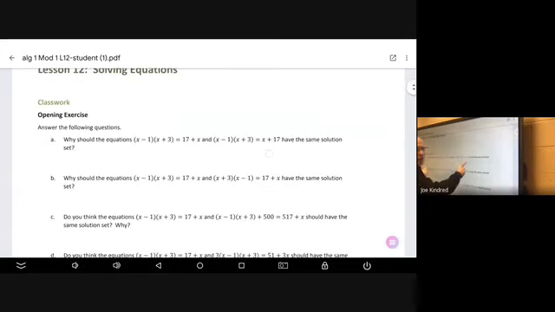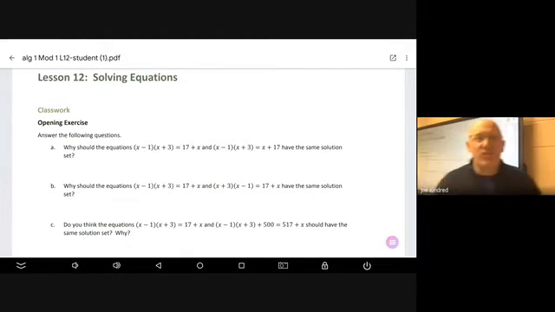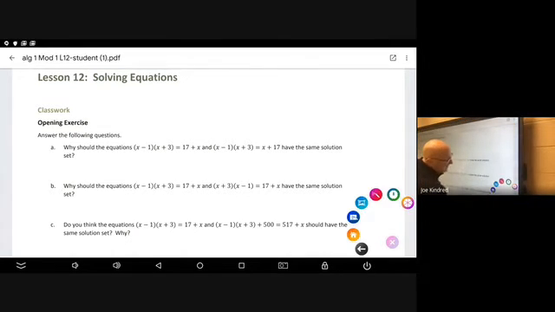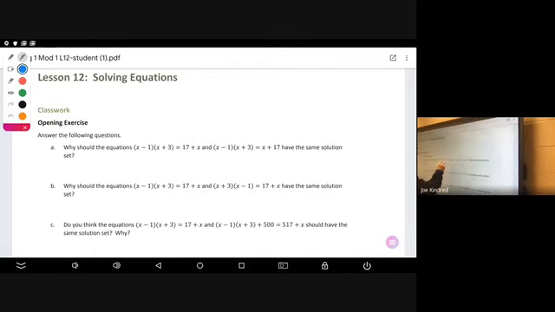So in your workbook, lesson 12 starts off with some open exercises that we're going to do in class together. But the first one, let's look and see what it means. Why should the equation x minus 1 times x plus 3 equals 17 plus x, and then it adds something else to it, have the same solution? As you look at this, why does it have the same solution? What's the only difference in these two? If you look closely, the only difference is right here.